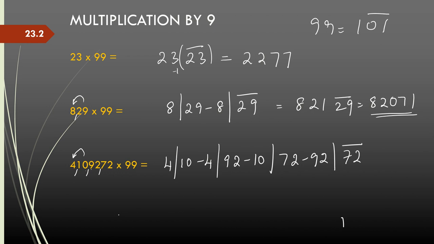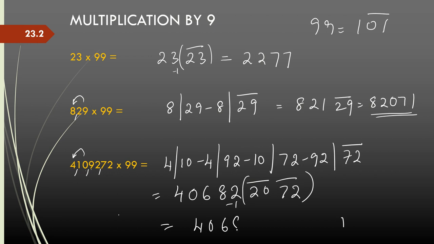Very similar process to multiplying by 9. So this will be 4, 10 minus 4 is 6, but it has to be written as a 2 digit number, so it will be 406. 92 minus 10 is 82, 72 minus 92 is bar 20, and then you have bar 72. Now this is a vinculum, so I convert it to normal. So this becomes 40681, then the complement of 2072, which is 7928. So this big number is the product of the given number with 99.